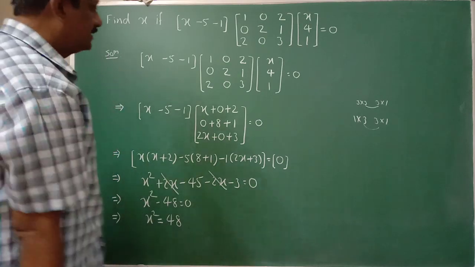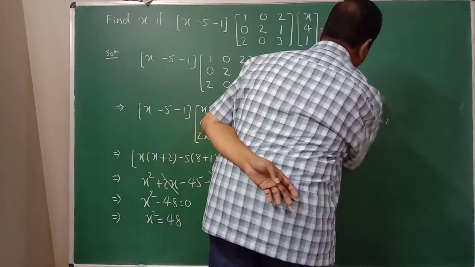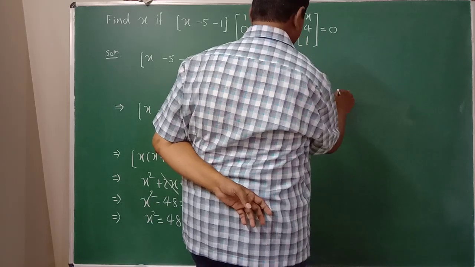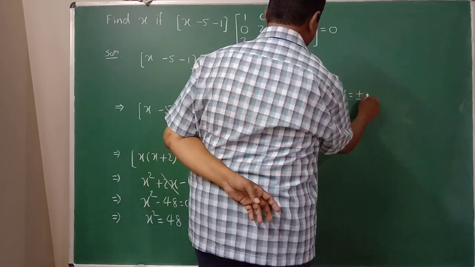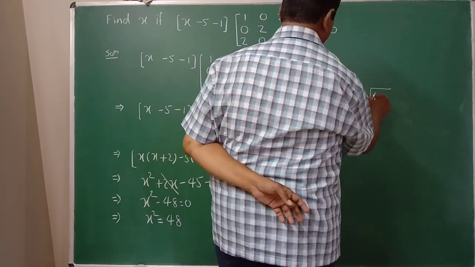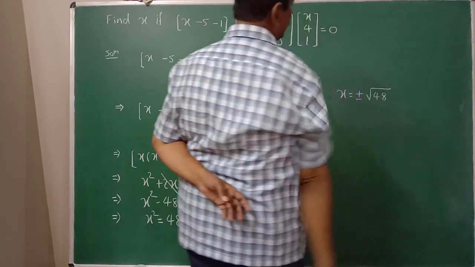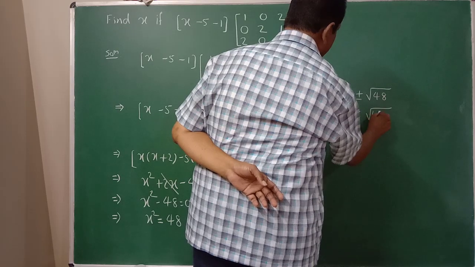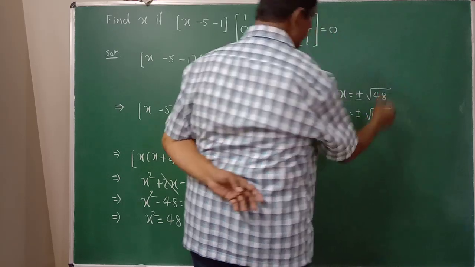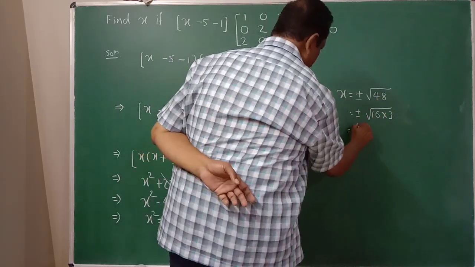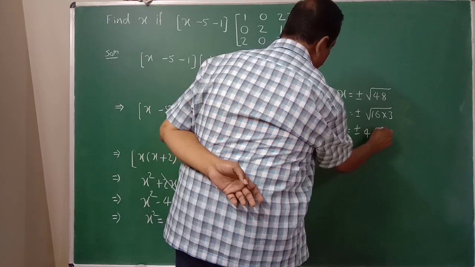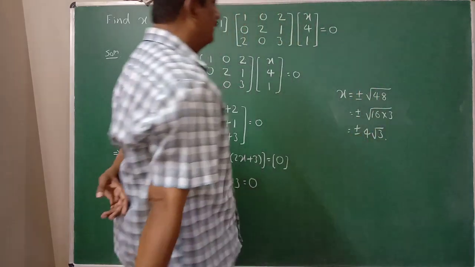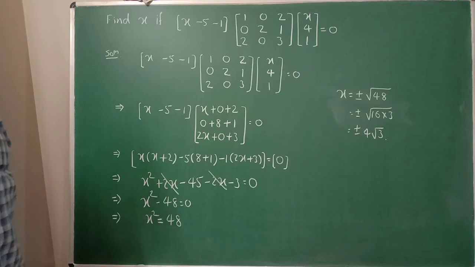Therefore x is equal to plus or minus root of 48. Then plus or minus root of 16 into 3, so that is plus or minus 4 root 3. So this is the answer here.